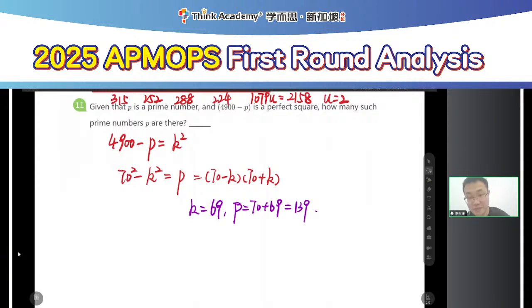So we need to check. But gladly for us, this one is prime. It's not a multiple of 2, 3, 5, 7, or 11. So this is a prime number, and we have only one number here. So this question, easy or normal?